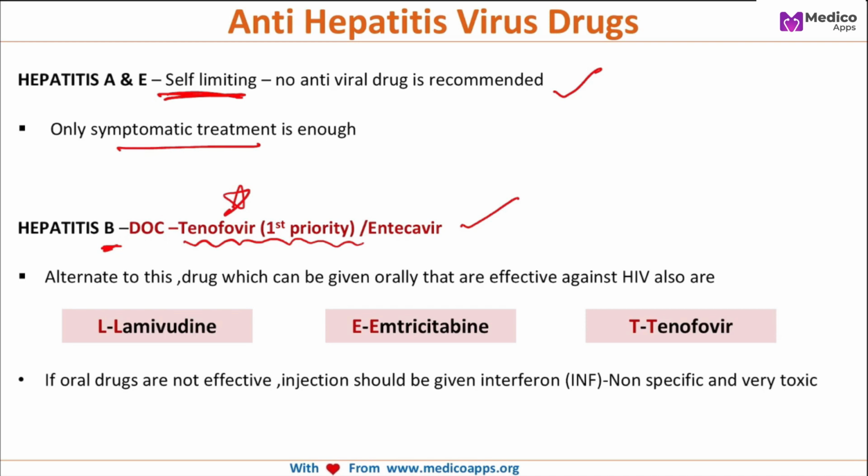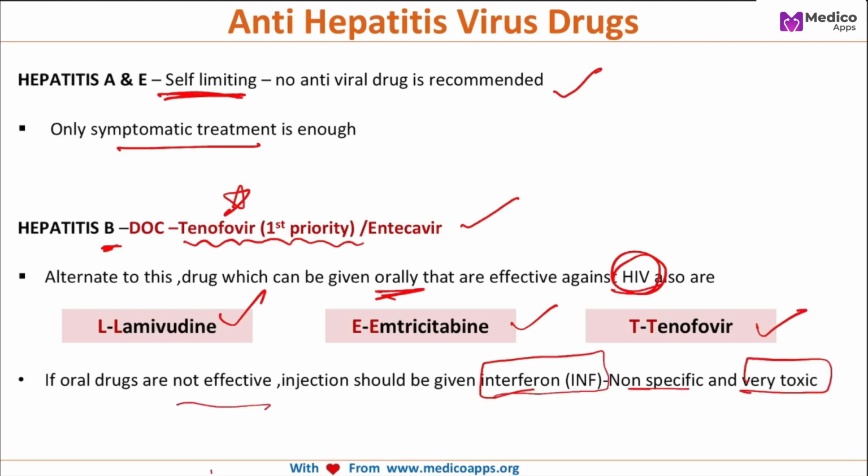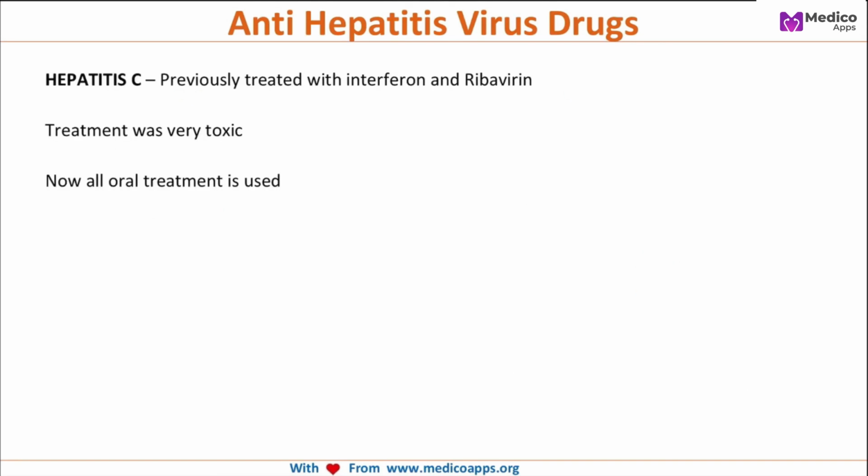Alternate to this, the drugs which can be given orally and are effective against HIV also include lamivudine, emtricitabine and tenofovir, right? If the oral drugs are not effective, interferons should be injected. However, this action would be non-specific and also would be very toxic. Hepatitis C was previously treated with interferon and ribavirin, but the treatment is very toxic. So currently only oral treatment is being given for hepatitis C.